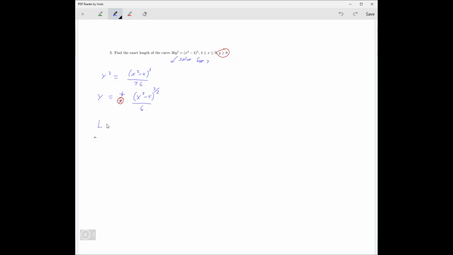Now the length is going to be the integral from 4 to 9 of the square root of 1 plus all of that squared. So if you square this, you're going to get x squared minus 4 to the third over 36. So you got that right there.